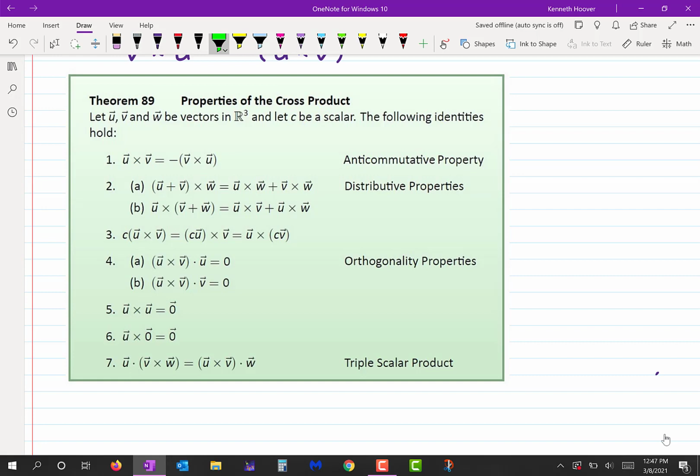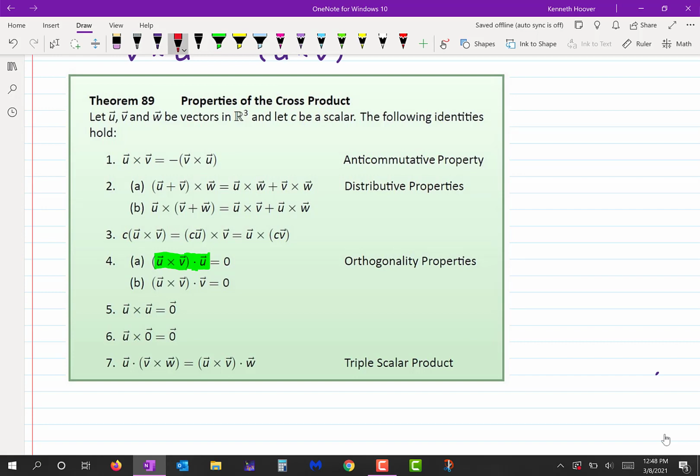Let's look at number 4. This is a combination of a cross product with a dot product, which means the answer will be a what? A scalar. Because look, u cross v, that's a vector. Cross products always give you vectors. And then that's a dot product with a vector u. Dot products always give us scalars. So the answer is going to be a number.